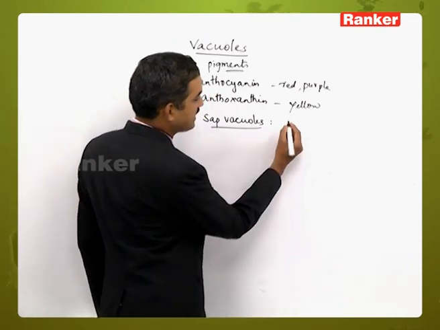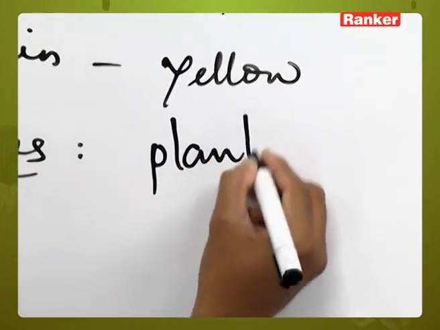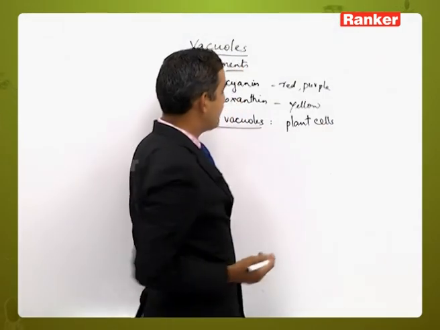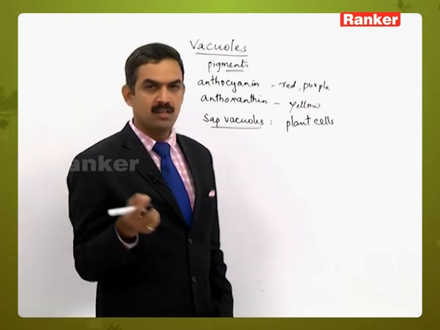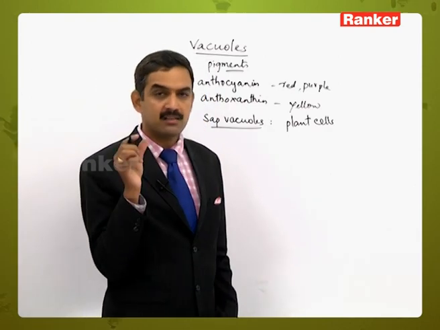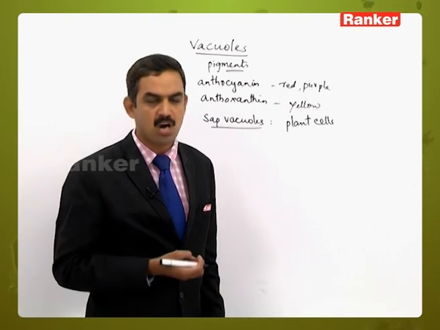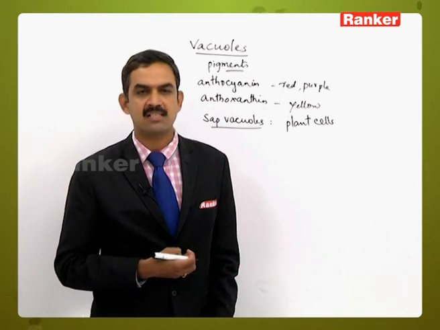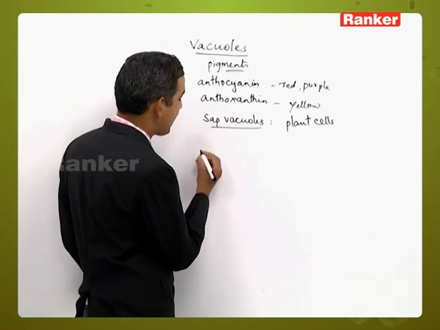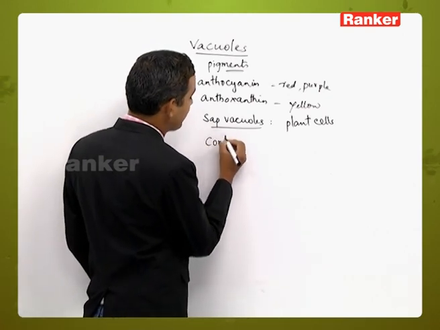So, we can call these sap vacuoles the repository of the cell or storehouse of the cell. These are mainly present in plant cells, and these are formed from the Golgi vacuoles, and they contain the undigested materials, which are released outside by a process called exocytosis. And others are called contractile vacuoles.